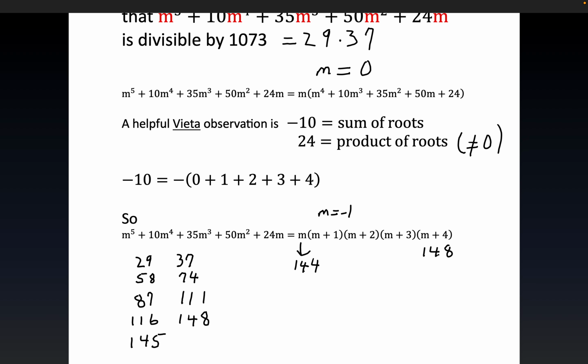Okay, well, why is that special? Well, we got our 29 and 37. Okay, 148 would give us our multiple of 37, right? That's 4 times 37. Yeah, let's be a little more careful about this. And then right here, our M plus 1 would be 145, right? Yeah, this is getting it done, isn't it? Okay, this is 145, but 145 is a multiple of 29, namely 5 times 29.